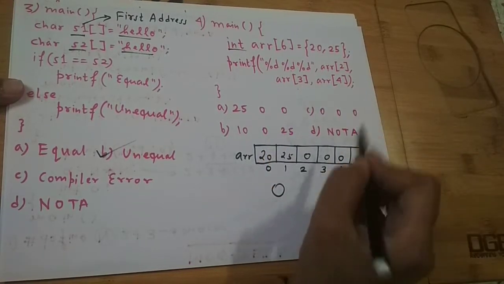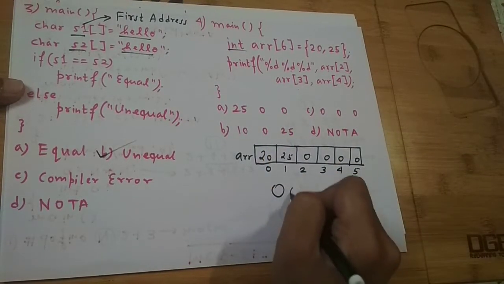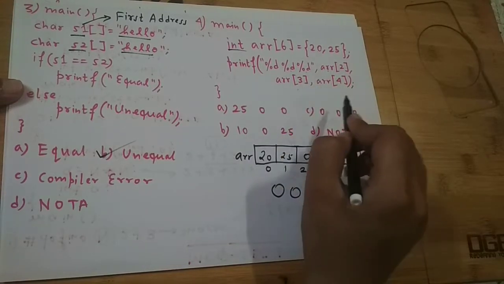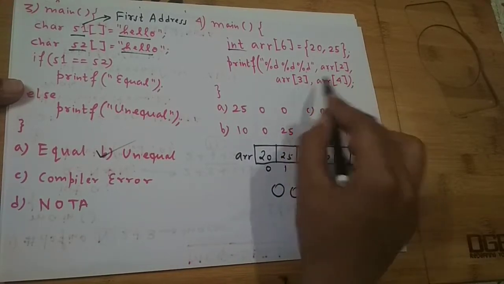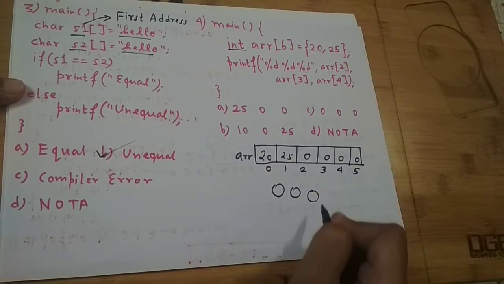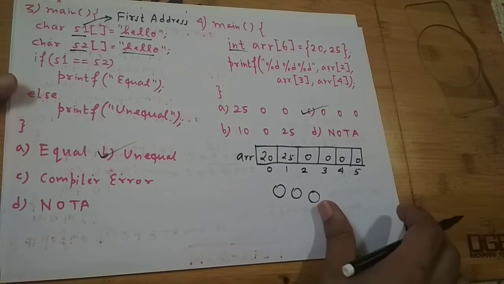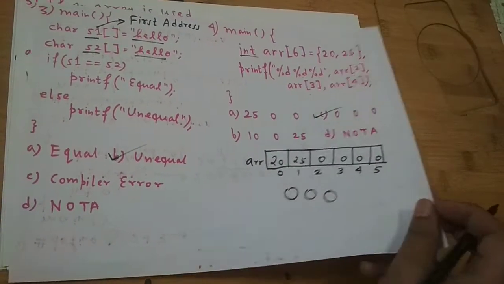So what is ARR of 3? ARR of 3 is also 0. So another 0 will be printed. And what about the third %d? Against the third %d, we have ARR of 4. So ARR of 4 is also 0. So I'll get 0, 0, 0. So the correct option is option C, 0, 0, 0. Okay, so that was the fourth one.